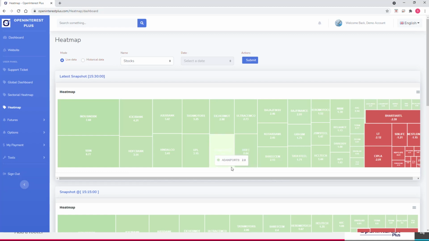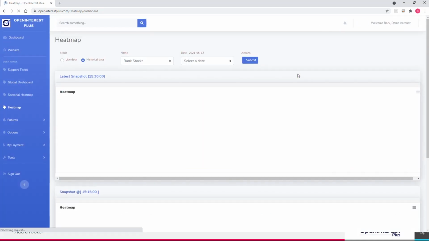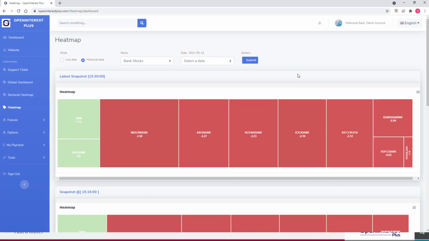So this is about the heat map, and there is a provision I have given here. By default the data is live data, which is the current day data. But in case you want to look at past data, you can click on historical data, choose what you want to see, and choose the date for which you want to look at the data. Once you click on that, the page will refresh with the data for the selected date.